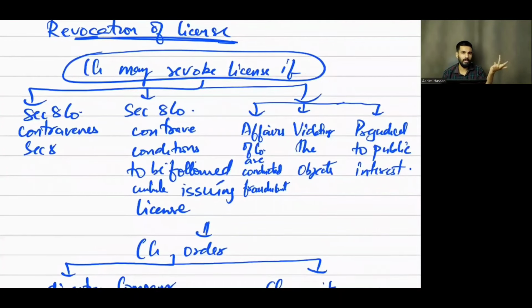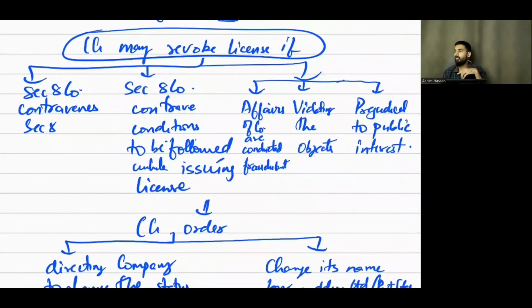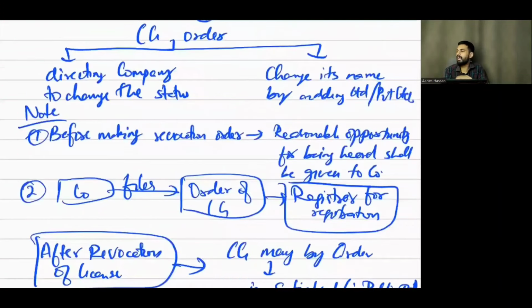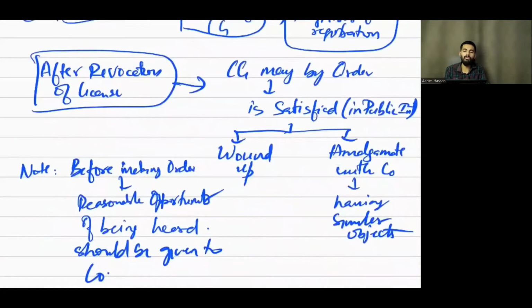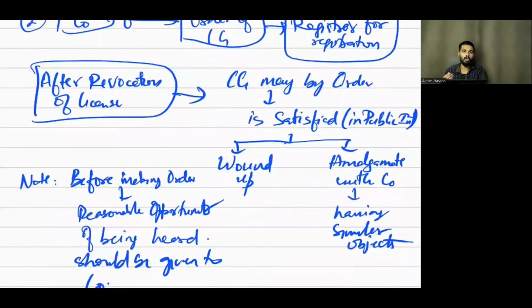Registrar will register by making an application to him. Yeah. And when will CG revoke the license? When you contravene Section 8 or the condition given by CG, or where the affairs have been done fraudulently, or you have violated the objects, or it is prejudicial to the public interest. Then CG will direct the company to change the status from Section 8 company to limited company, and also change the name by adding the word limited or private limited. The company will also file this order of CG to the registrar for the registration.